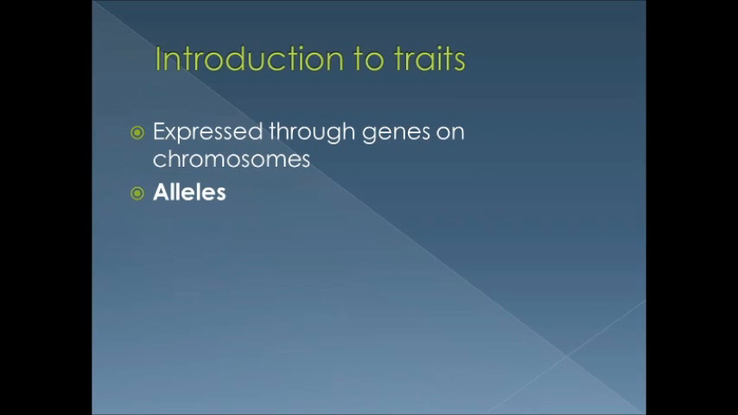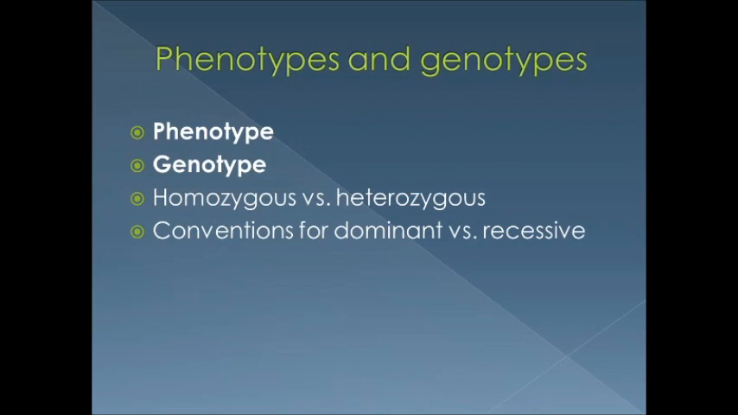Traits can be expressed through genes on chromosomes. Alleles are often used synonymously with traits or genes, but alleles are gene variants that arise by mutation, and they exist at the same relative locations on homologous chromosomes. We also should talk about the difference between phenotypes and genotypes. Phenotypes are observable traits, and genotypes are their underlying genetic makeup. So a phenotype could be that you have brown hair, but the genotype would be the genes that make up or code for that brown hair.